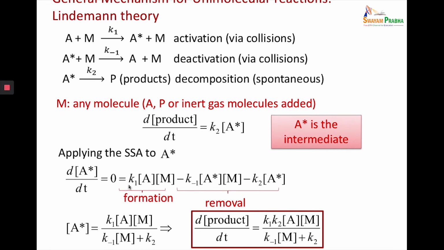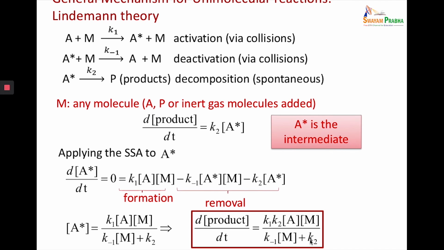So d A star by dt is equal to, in the first step, A star is being formed, so K1 into A into M. In the second step, A star is being consumed, so minus K minus 1 into A star into M. And in the third step, it is again consumed, so minus K2 into A star. We apply the steady state approximation and get the concentration of A star. Putting it into the rate law d product by dt equal to K2 into A star, I can write K1 K2 into A into M upon K minus 1 M plus K2.